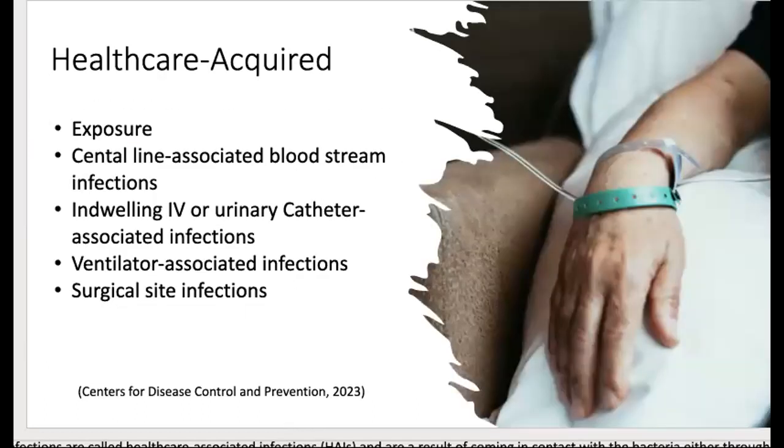So now on to healthcare acquired. So basically, healthcare acquired S. aureus are specific types of infections that happen as a result of coming into contact with the bacteria, either through an infected patient in the hospital or through long-term exposure in a hospital setting or invasive procedures and medical devices. Basically, invasive procedures include central line associated bloodstream infections, catheter associated urinary tract infections, ventilator associated infections, and surgical site infections.